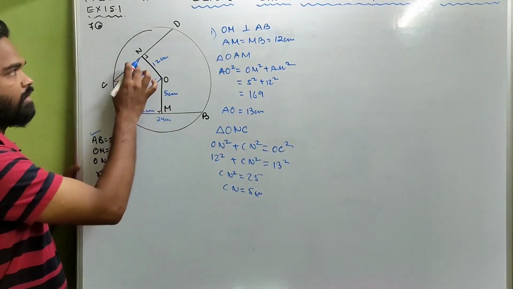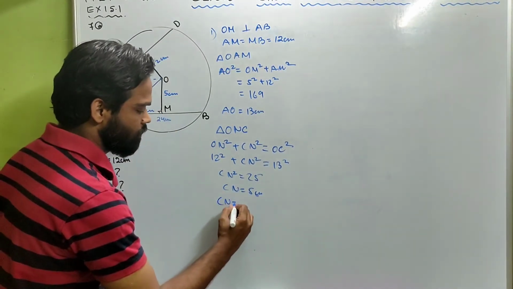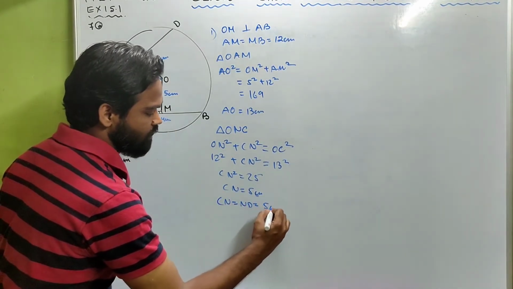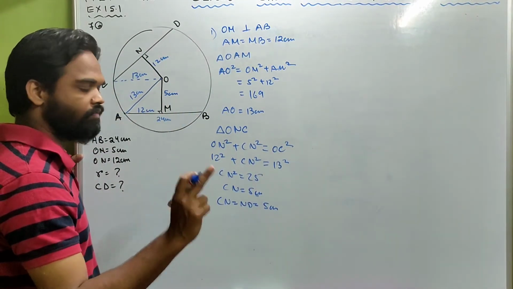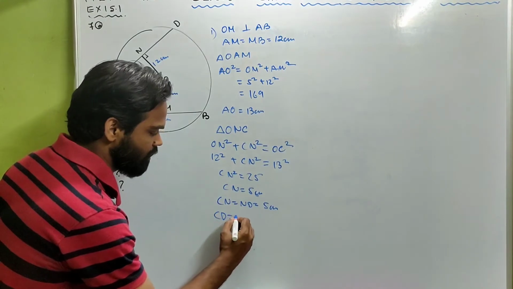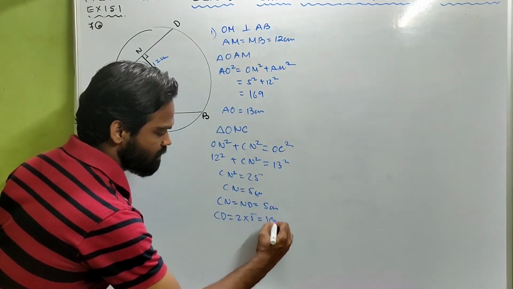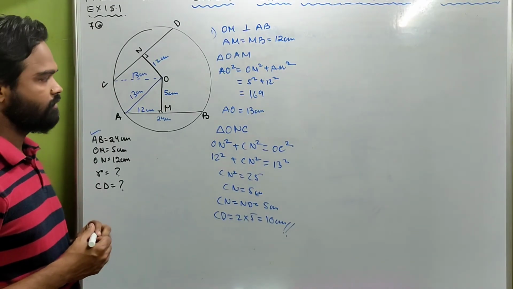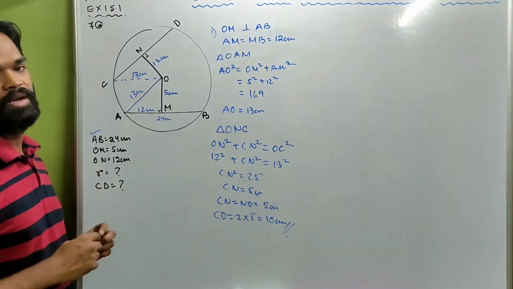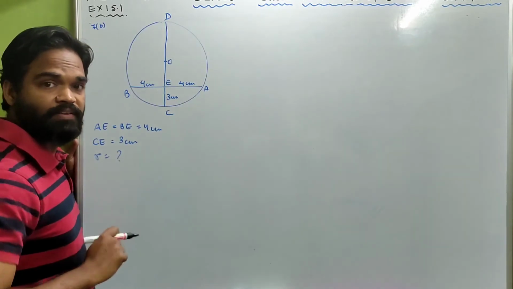Now CN is equal to ND. That is 5 centimeter. Why? Because ON is perpendicular to CD. So it divides CD into two equal halves, which means CD will be 2 into 5, that's 10 centimeter. Done. Very easy. Now let us look at the next sum. Now look at 7 part B.